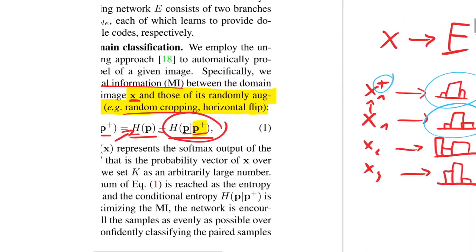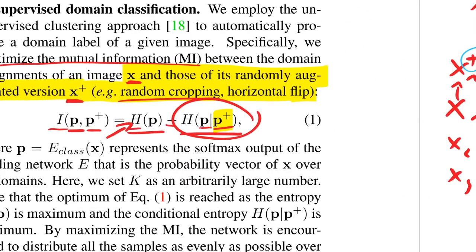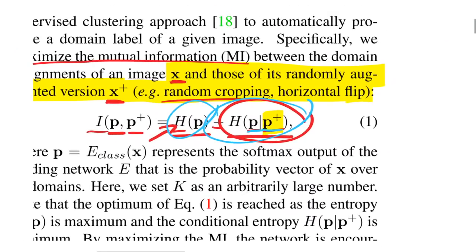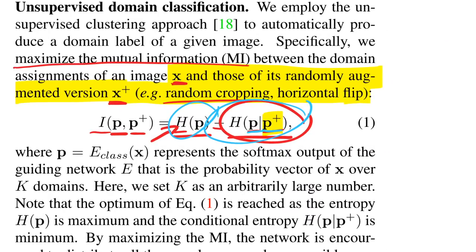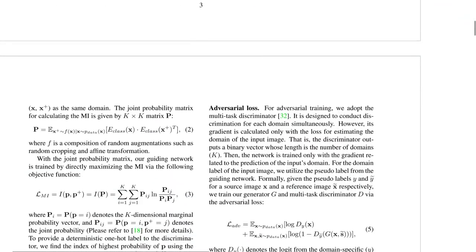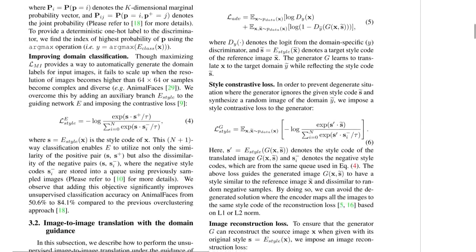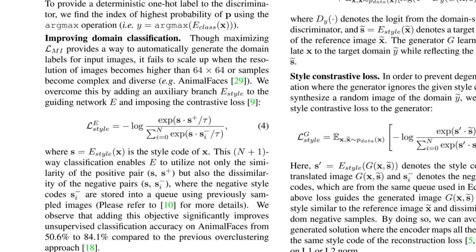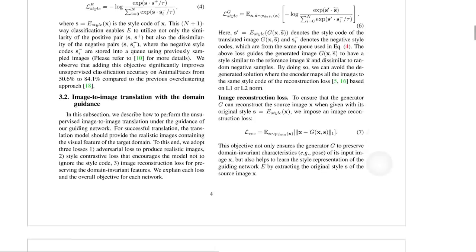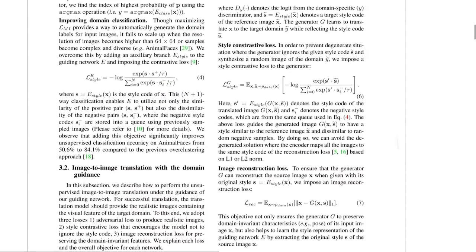So these two objectives are enough to give you a rough clustering of the output space. Maximize the entropy, minimize the conditional entropy between two versions of the same image. Okay, that's how we train this pseudo-labeling approach. So now we have a model that can give a label to each image. Very cool. So how do we train the other parts? Now there are additional losses here. So I'm not sure. Yeah, we'll go over it.